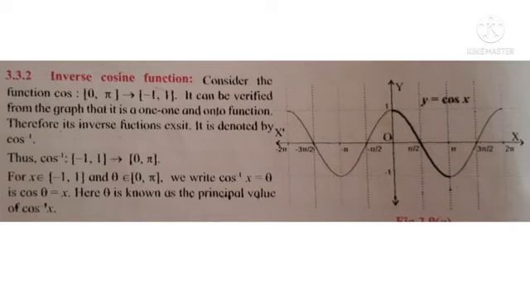So here cos inverse exists, and theta is known as the principal value of cos inverse x if theta belongs to the closed interval 0 to pi. This is about the inverse cosine function.